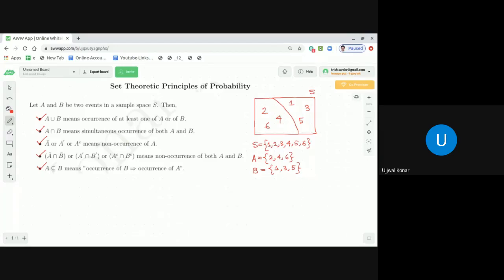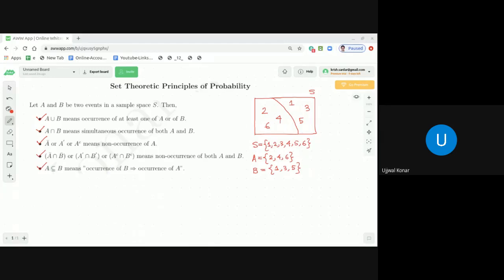In a similar manner, A intersection B, A complement, A complement intersection B complement, and A is a subset of B have their own meaning as far as the probability statement is concerned. Now, dear students, why are we learning the set theoretic principles of probability? It is going to help us find the probability when there are two events involved or more than two events involved.